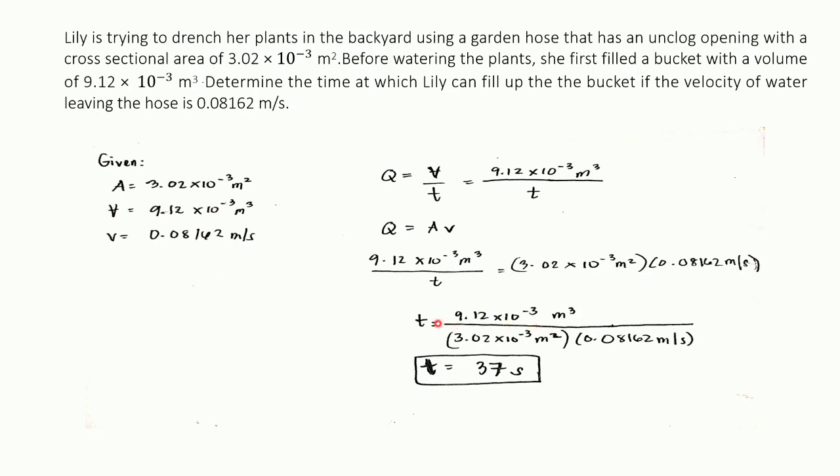So substituting these values in our calculator, we can solve for our time, and it is actually 37 seconds. The cubic meter here will cancel also for this here, and we will get that the unit for our time is seconds. So we have an answer of 37 seconds.